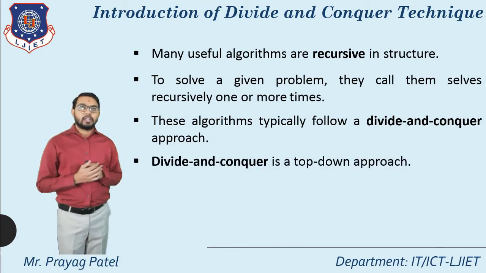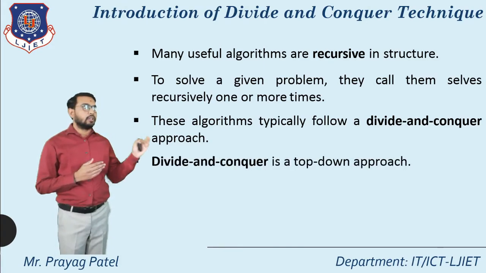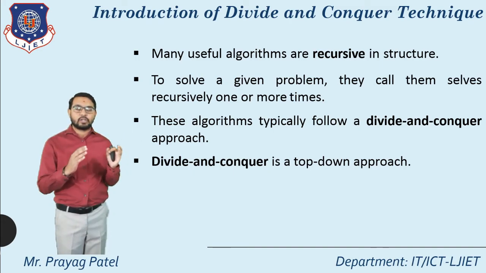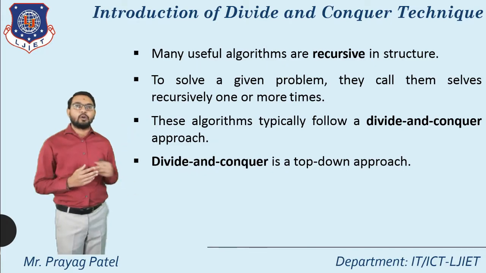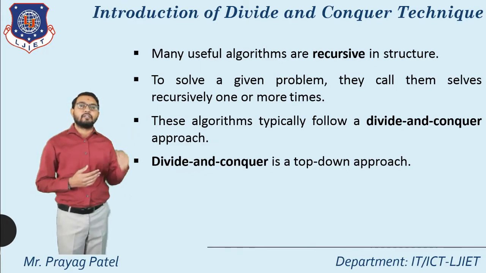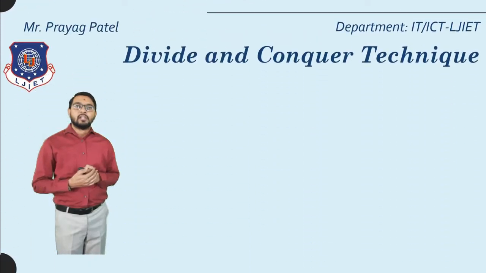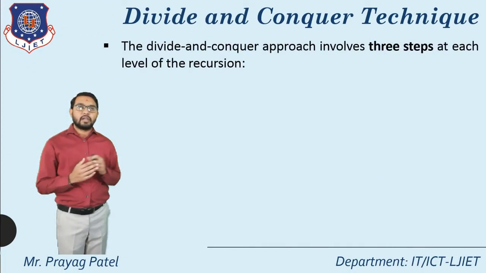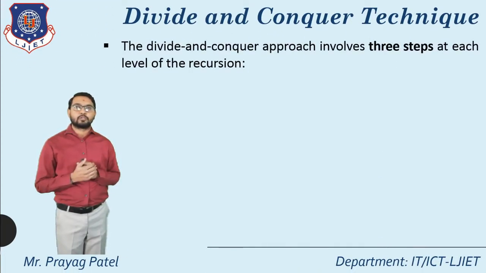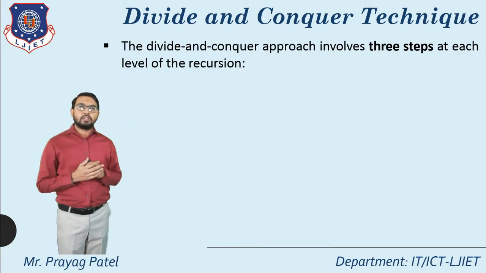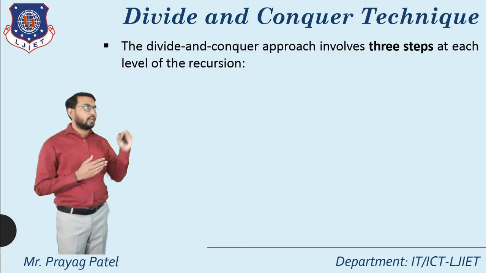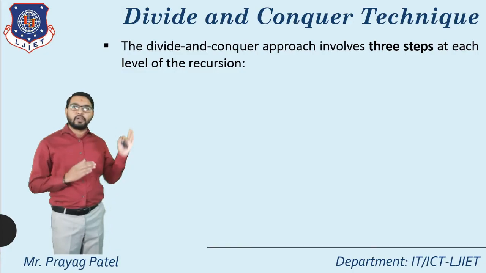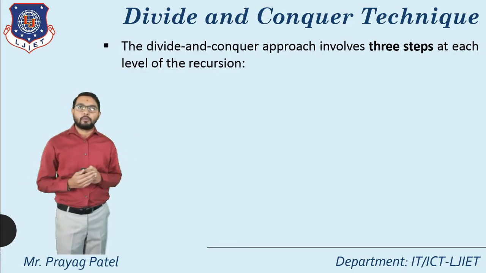So divide and conquer is a top-down approach for solving any problem. Initially you consider the problem, then divide the problem. Means you can use the top-down approach to solve divide and conquer problems. First, consider how the divide and conquer algorithm works. The divide and conquer approach involves 3 steps at each level of the recursion. So in recursion, we consider the following 3 steps for solving the problem.